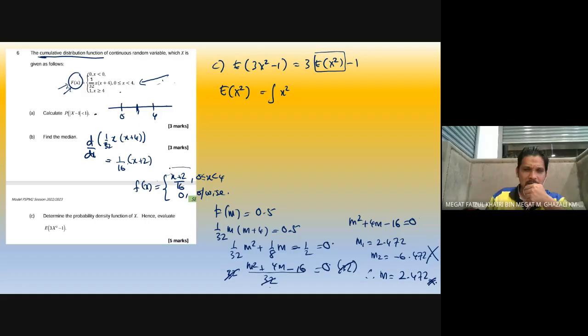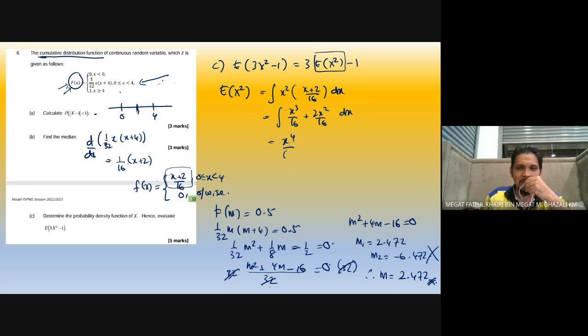So this is the function that we're going to use then. Integral of x squared times f of x, which is x plus 2 divided by 16, with respect to x. So for this one, integral of x cubed over 16 plus 2x squared over 16 dx. So then x to the power 4 divided by 16 times 4, 64, plus 2x cubed divided by 48.